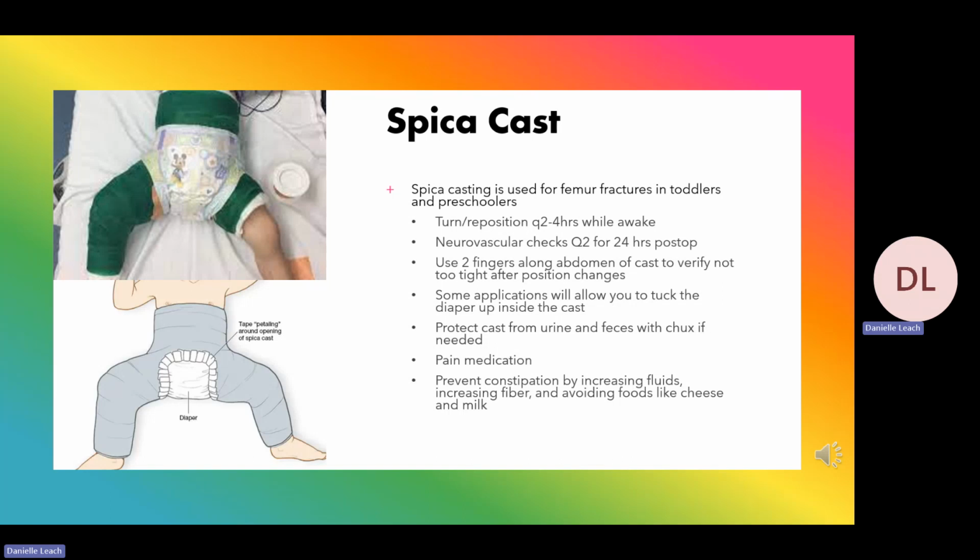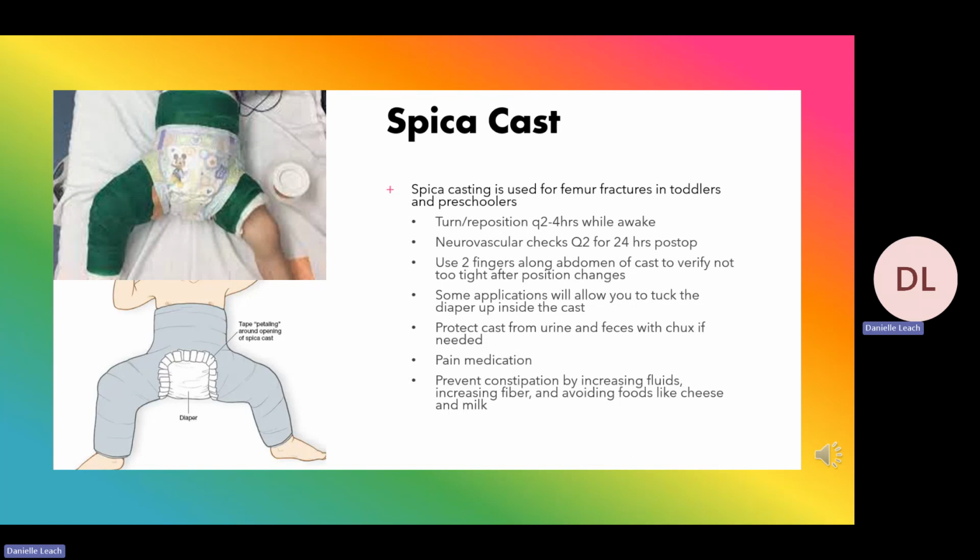We would need to protect the cast from urine and feces, so you can do that by using chucks with the absorbent side towards the skin if you can't fit the diaper up in the cast. Also, you can see on this drawing on the bottom where they've put waterproof tape around the edge. So even using something like duct tape, any sort of tape that's waterproof, to protect the edge of it. Of course, we want to give them pain medication as needed.